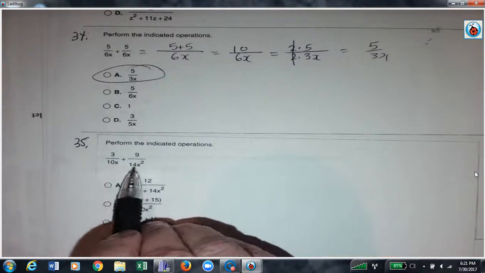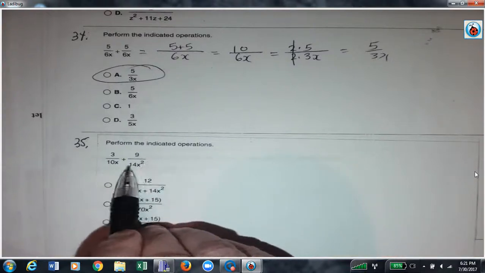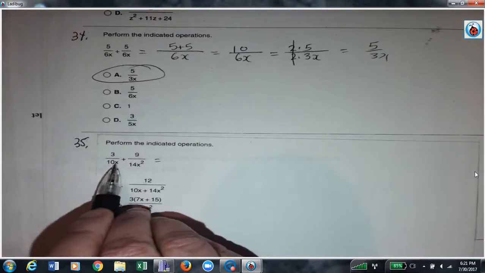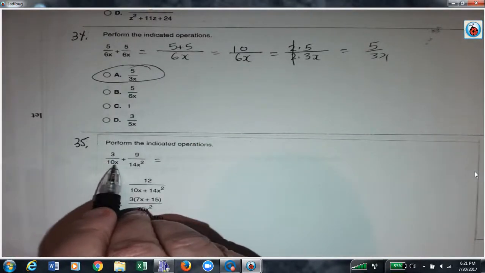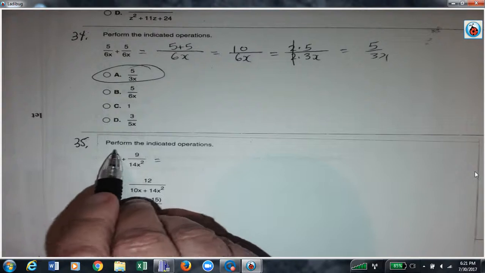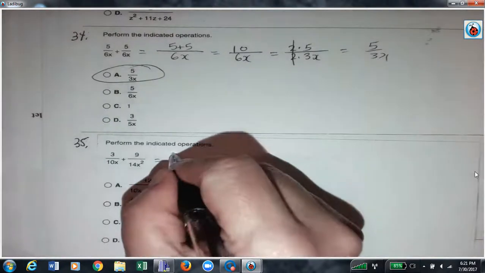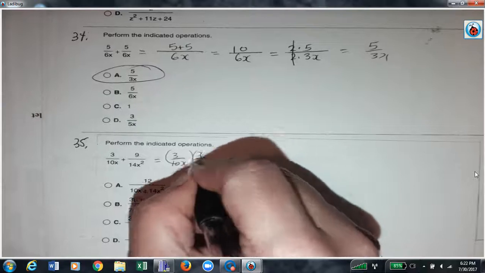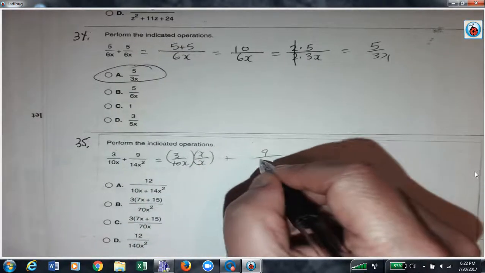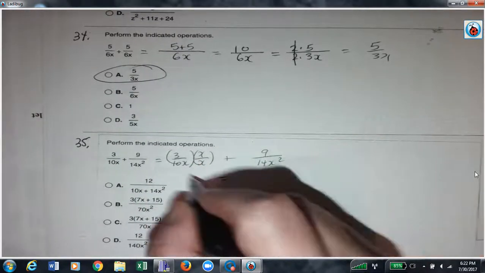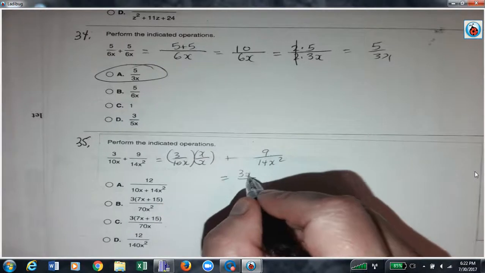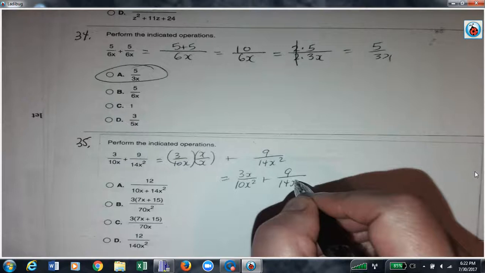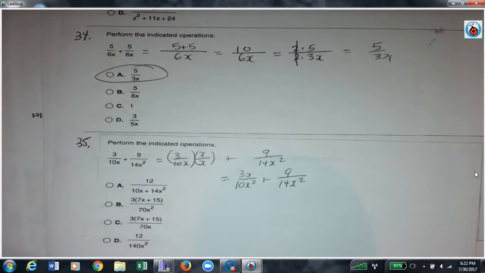Now, I can't put these in one fraction immediately because they don't have the same denominator. Now, I don't want to change the value of that, so I'm going to multiply it by 1, and 1 is going to be of the form x over x. So this will give me the fraction 3x over 10x squared.